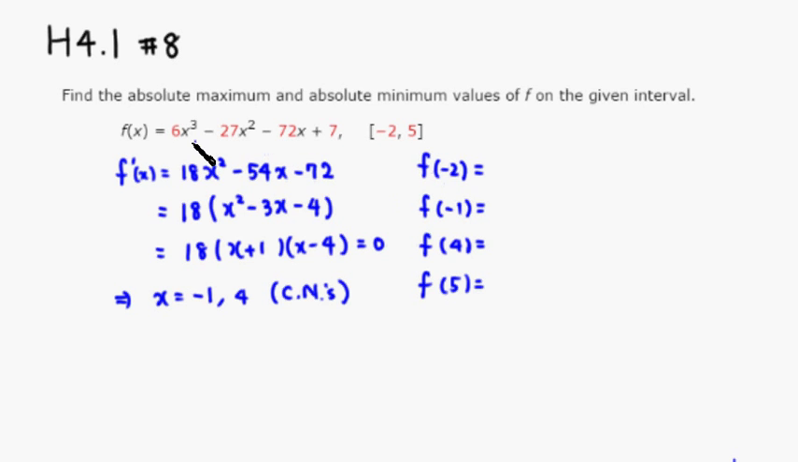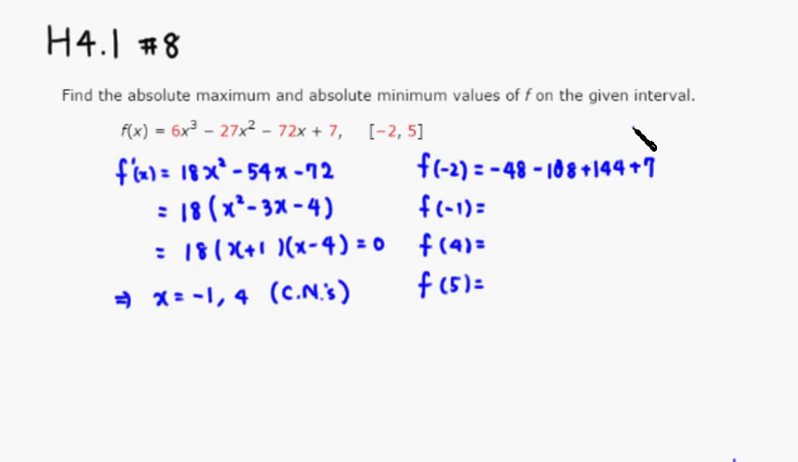All right, so -2, plug it in there. -2 cubed is -8, and times 6 is -48. And here -2 squared would be 4. 4 times 27: 4 times 7 is 28, and 4 times 2 is 8, so it's 108. And then you have 72 times -2, so it's going to be plus 144. Right, plus 7.